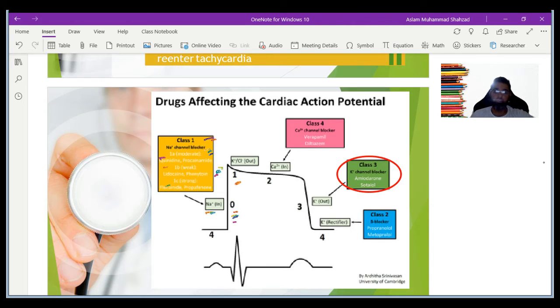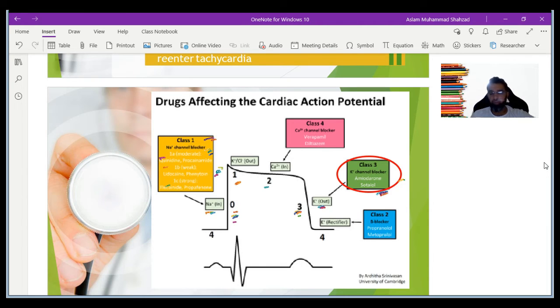1C is the strongest. Class 3, which we are now discussing, are potassium channel blockers, and we know the phase 2 to phase 3 is very important, especially phase 3 when the potassium is going out. At that stage they slow down the refractory period, and class 3 drugs block the potassium channels. We give amiodarone or sotalol in this classification.